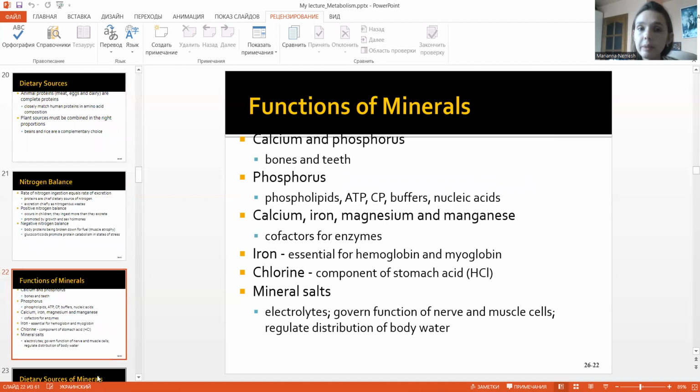Minerals, the function of the minerals. For example, calcium and phosphorus are responsible for maintaining the strength of the bones and teeth. Phosphorus is a part of phospholipids, takes part in producing ATP, and is an example of a buffer system. Calcium, iron, and magnesium are cofactors for enzymes. Without them, enzymes will not be capable of performing their function. Iron is essential for hemoglobin and myoglobin for transport and delivery of oxygen. Chlorine is a component of stomach acid. Minerals like electrolytes govern the function of nerve and muscle cells and regulate distribution of body water.